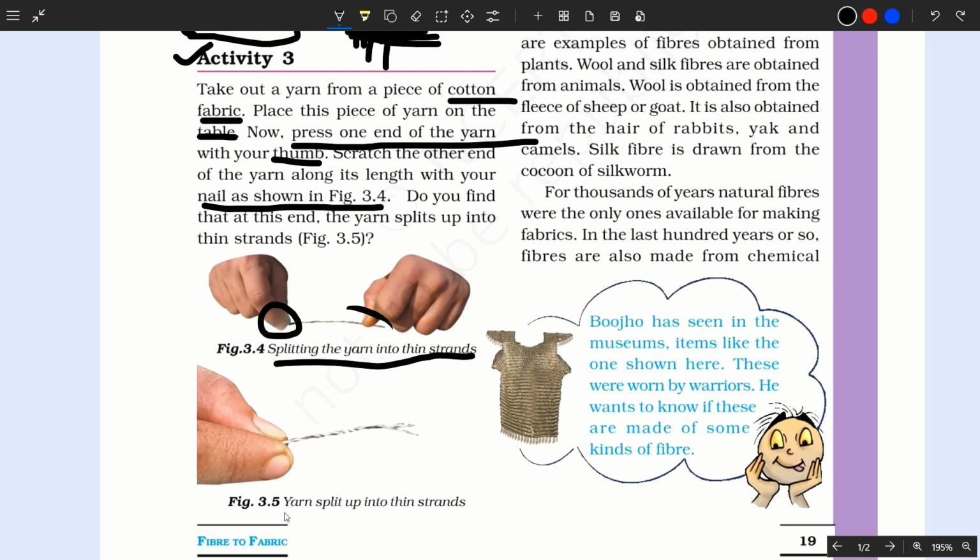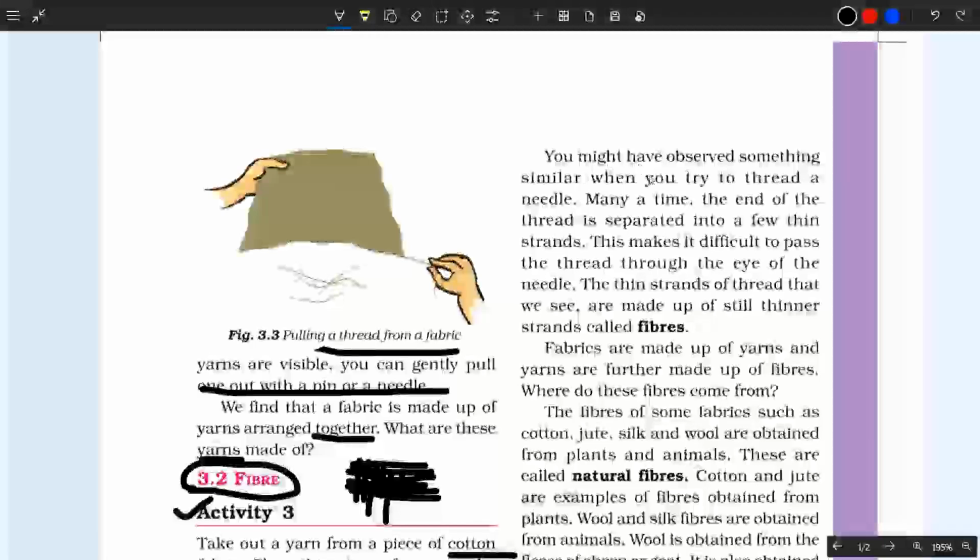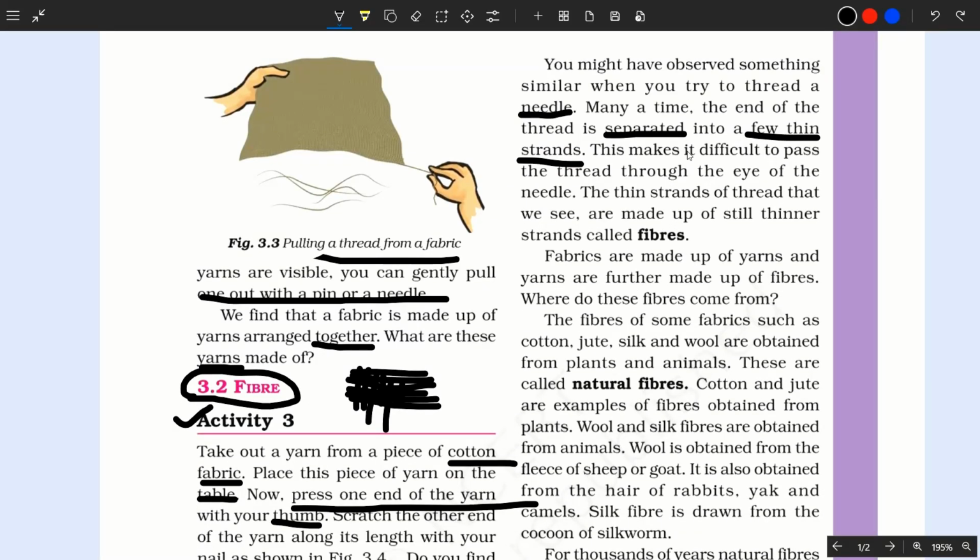Next, figure 3.5 shows the yarn split into thin strands. What did it split into? It split into thin strands. You might have observed something similar when you try to thread a needle. I hope you have all seen these observations. Many a time, the end of the thread is separated into a few thin strands. This makes it difficult to pass the thread through the eye of the needle.